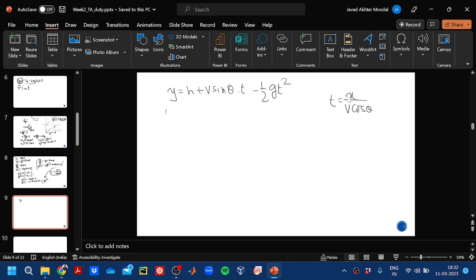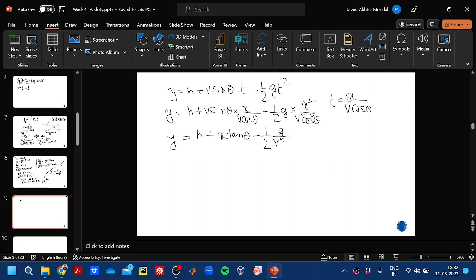So if we put our t in this equation, then we will get v sine theta into x by v cosine theta minus half g x square by v square cosine square theta. So if we simplify it, it will be y equal to h plus x tan theta minus half g divided by v square cosine square theta into x square. So this is our trajectory of the ball or the muzzle. So this is trajectory.